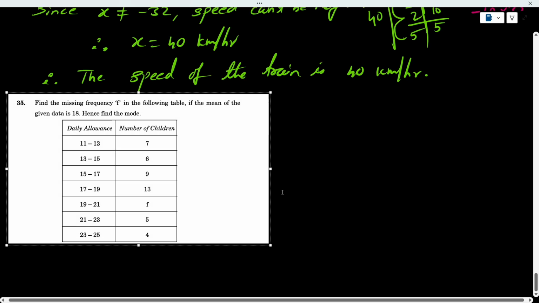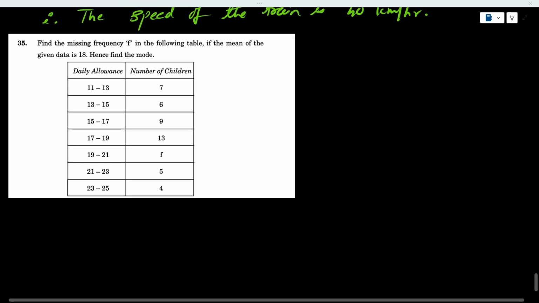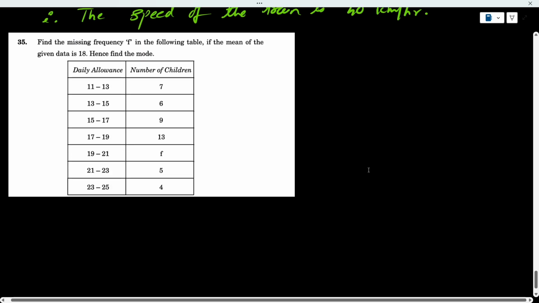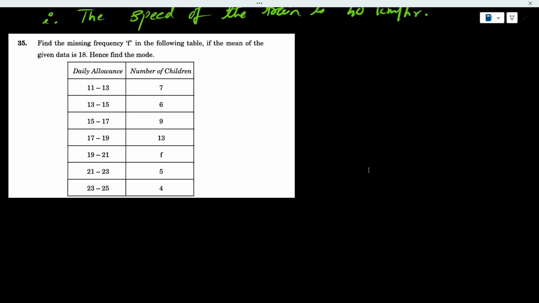This is your question number 35, right? What does it say? Find the missing frequency of the following table when the mean of the given data is 18, and you need to find out the mode, right? So mean is given, you need to find out the mode. That means you can't calculate mode unless you have the frequency. So there will be 3 marks for calculating the mean, missing frequency. Then again 2 marks will be for calculating the mode. Generally mean median question will be 3 marker, mode will be 2 marker.